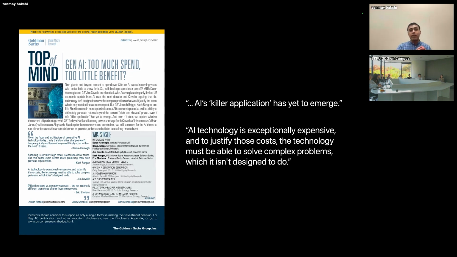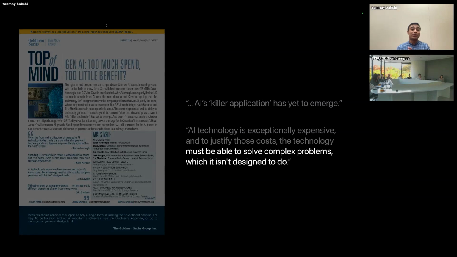But at the same time, AI technology is exceptionally expensive. And to justify those costs, the technology must be able to solve complex problems, which it isn't designed to do. And when I read this piece, at first, I was kind of taken aback because I really had to think about that. I mean, what's the point of AI if we're not using it to solve complex problems? Why does it exist? But then when I really thought about it, I realized that, well, actually, they're right.